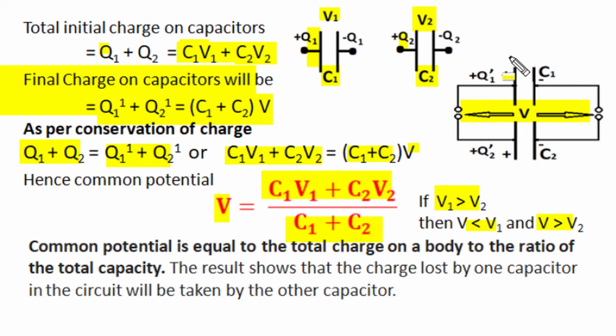So one capacitor loses its charge and potential, having higher voltage, and the other of lower voltage attains additional charge and increases its potential. And here we can say common potential is nothing but the ratio of total charge to total capacitance in this configuration, and it clearly shows that charge is lost by the capacitor having higher potential and charge is gained by the other capacitor having lower voltage.